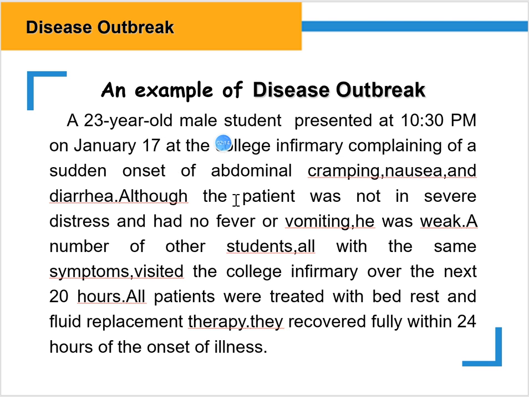Look at an example of disease outbreak. A 23-year-old male student presented at 10:30 p.m. on January 17th at the college infirmary, complaining of a sudden onset of abdominal cramping, nausea, and diarrhea. Although the patient was not in severe distress and had no fever or vomiting, he was weak.